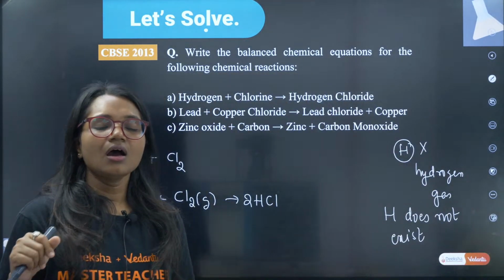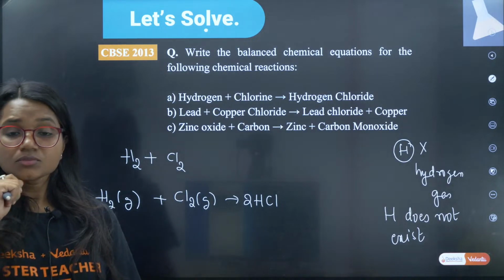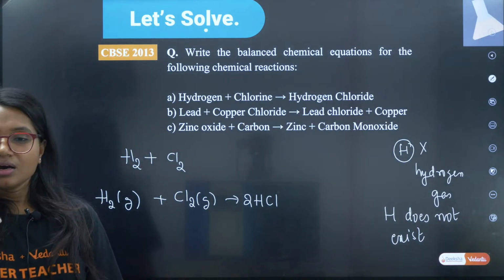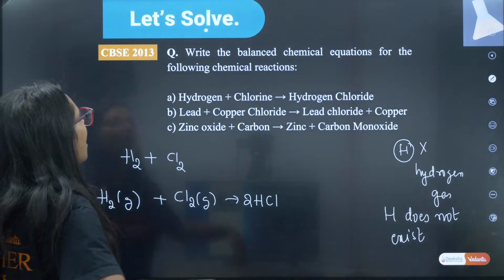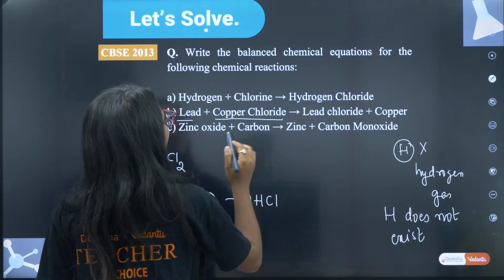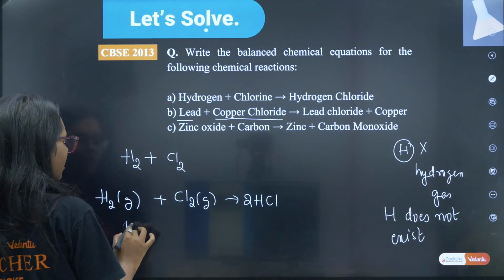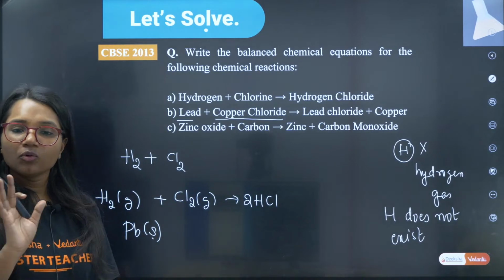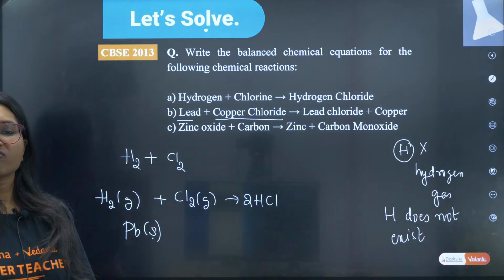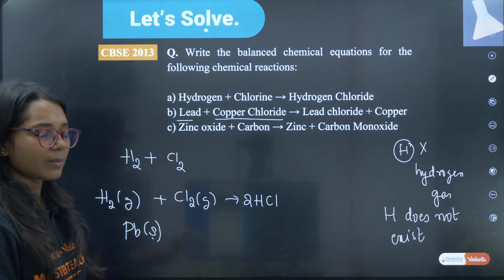Very good Vriksha. Where are others? Sumukt, Rohit, Ruchita, where is Harsha? Lead plus copper chloride. Lead means what? Lead is a solid. Okay. Again I am telling you, if you know, write down their state of matter. Otherwise you don't have to mention.